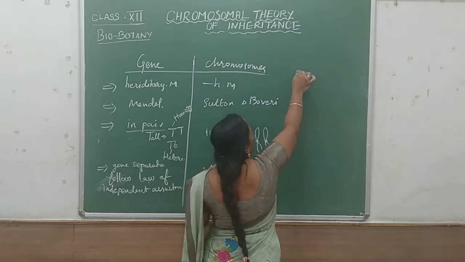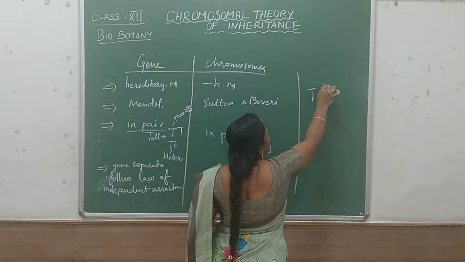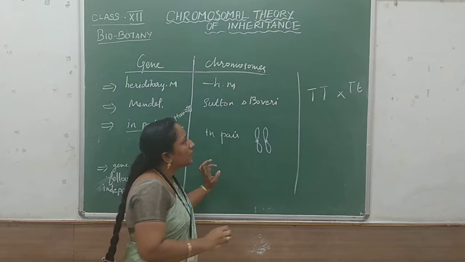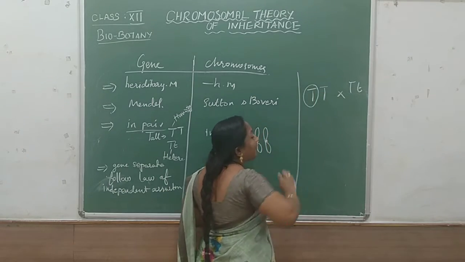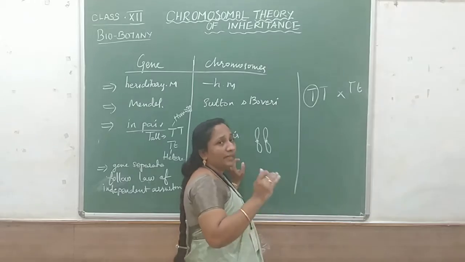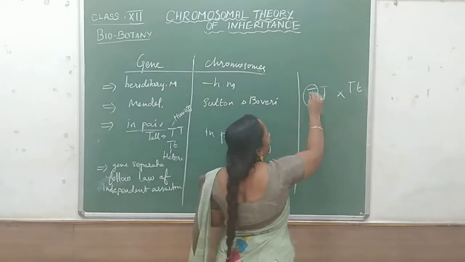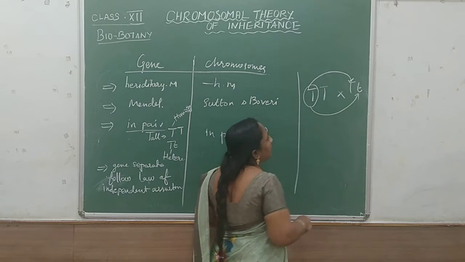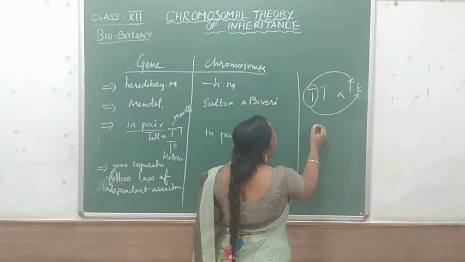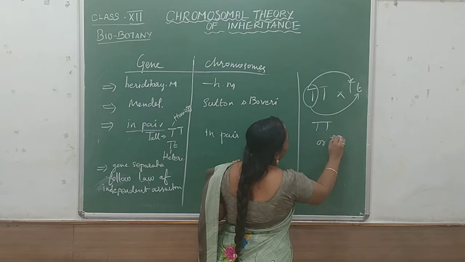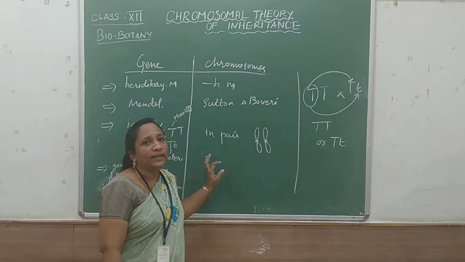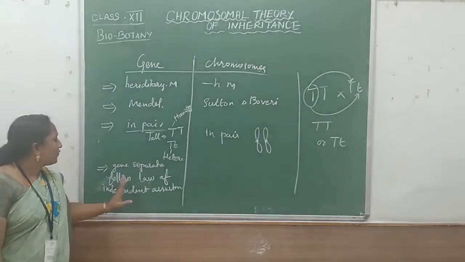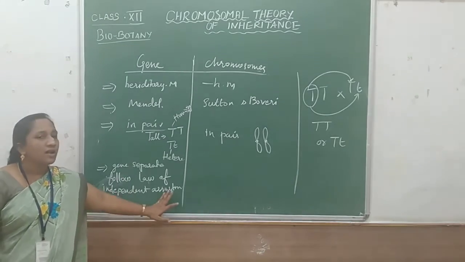What is meant by the law of independent assortment? For example, capital T is crossed with capital T and small t. If the cross takes place, this T has an independent orientation, or it can independently assort to join either with capital T, or it can join with capital T small t. That is its own choice. So this is called independent assortment. So the genes separate and follow the law of independent assortment.